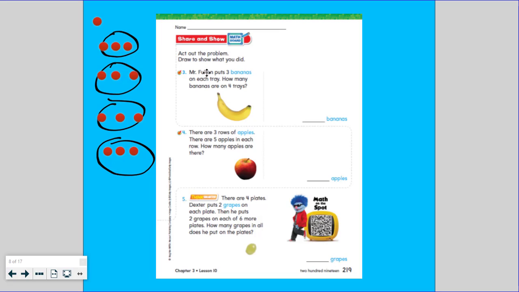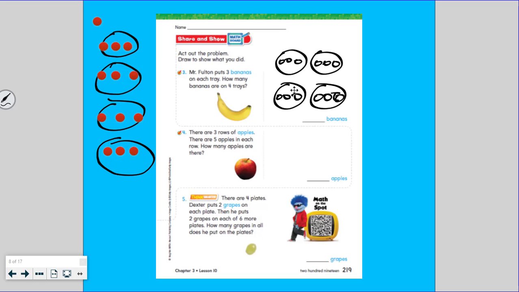All right, so now I can take this and I can draw it over here, right? So I can show my work. So go ahead and pause your video and show your work if yours matches mine. Okay, so I showed my work. Now I can figure out the answer. So I'm going to count my 3s. 3, 6, 9, 12. So that means there are 12 bananas on 4 trays.